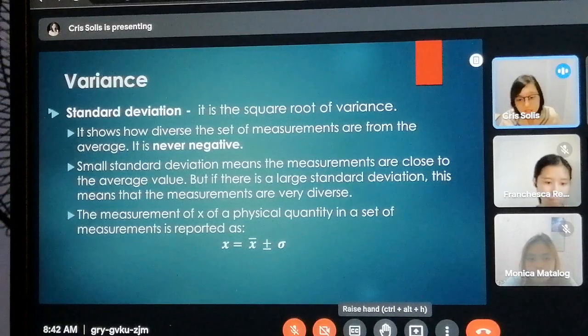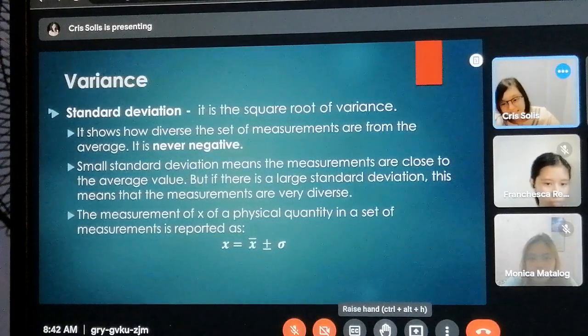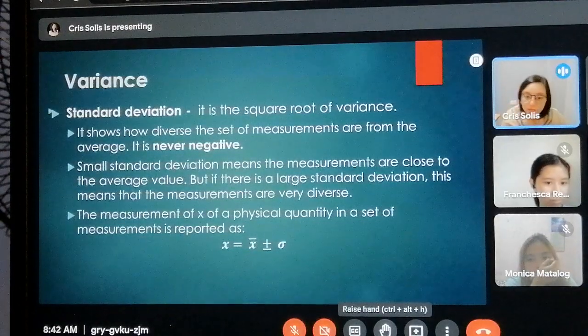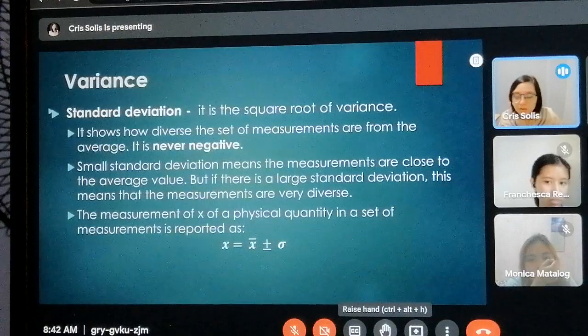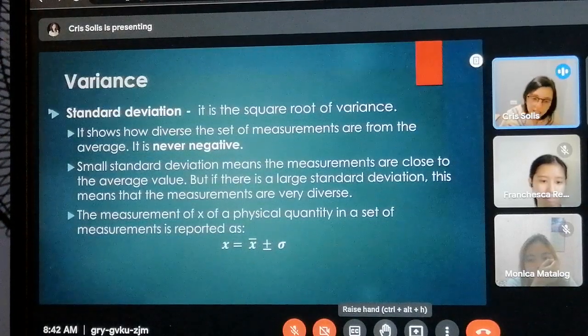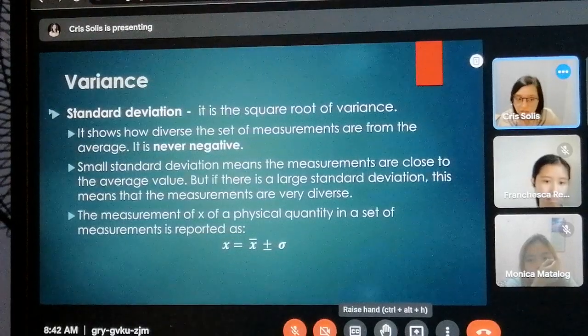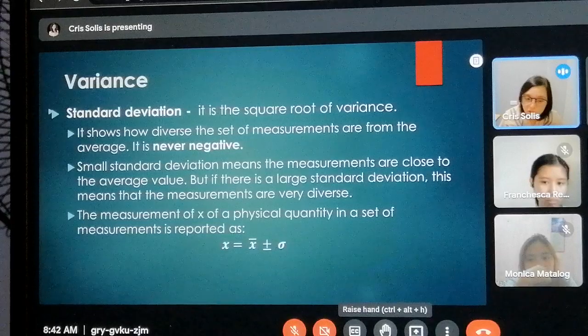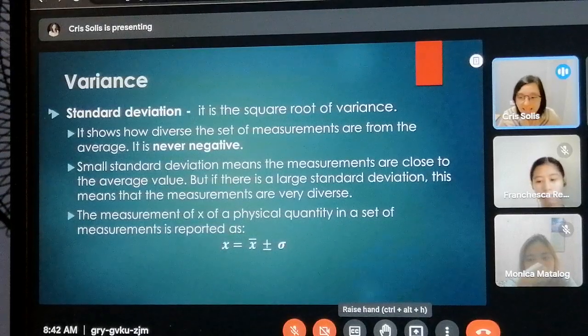Ano po ba yung average? Your mean. And a small standard deviation means that your measurements are close together with your average. But if it has a large deviation, ibig sabihin po nun, your measurements are very diverse. Kalat-kalat.